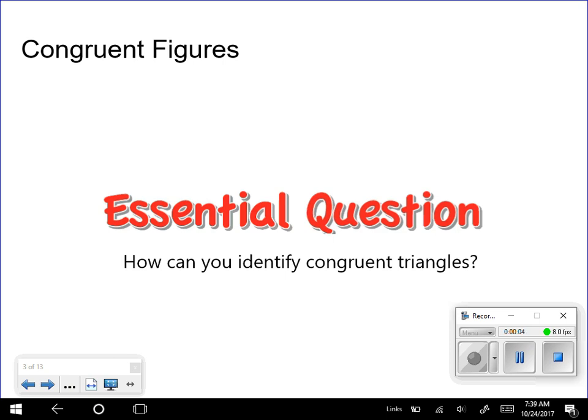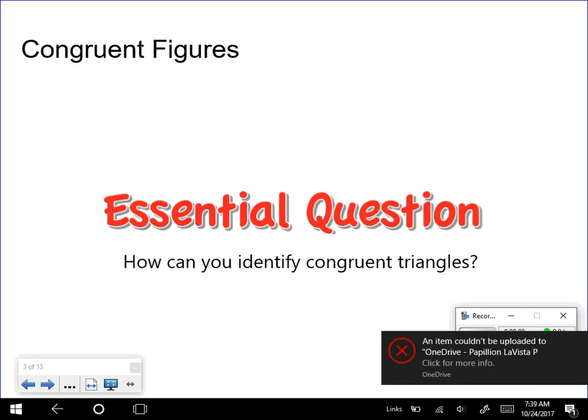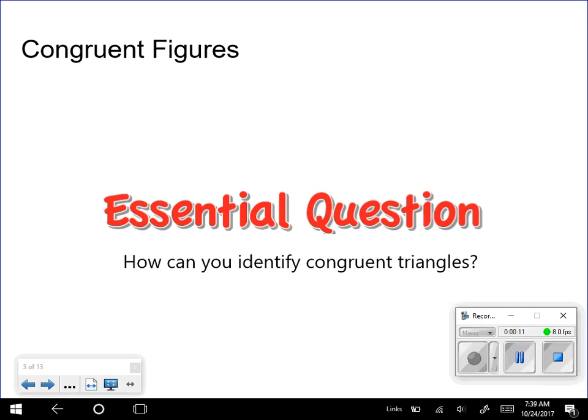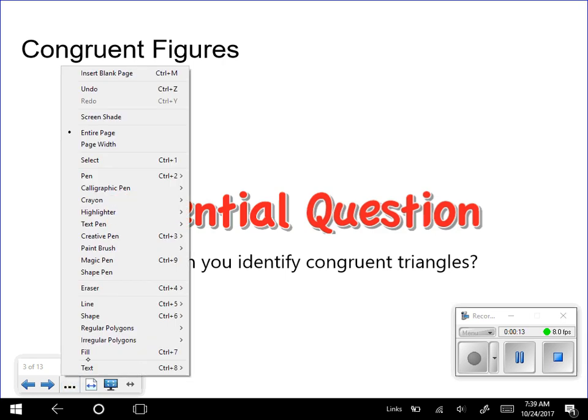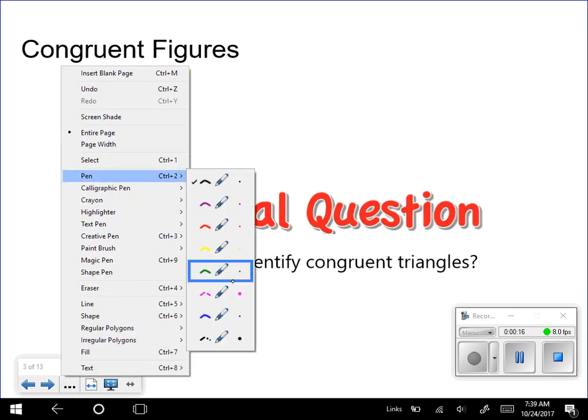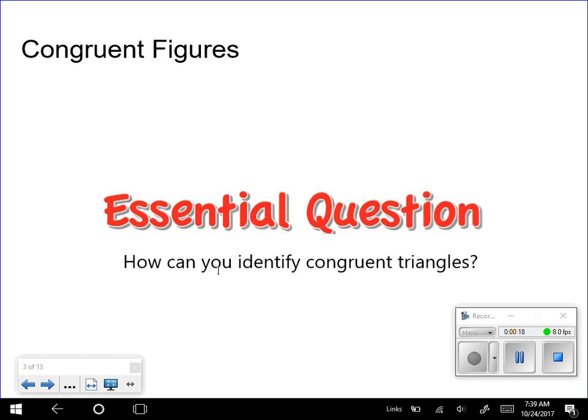Today we are going to look at something a little bit different than we were looking at yesterday. We need to understand congruent figures if we're going to work with any type of transformation over the next couple days. Congruent figures are going to kind of be our telling point of what we're going to be doing with our transformation. So we have to understand what congruent figures are and how we can identify any type of congruent figure, not just congruent triangles. So that's our essential question.